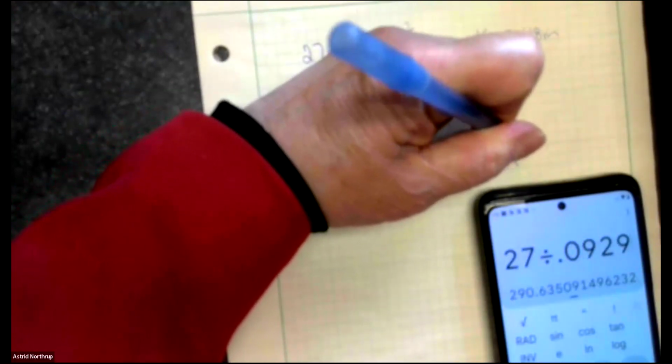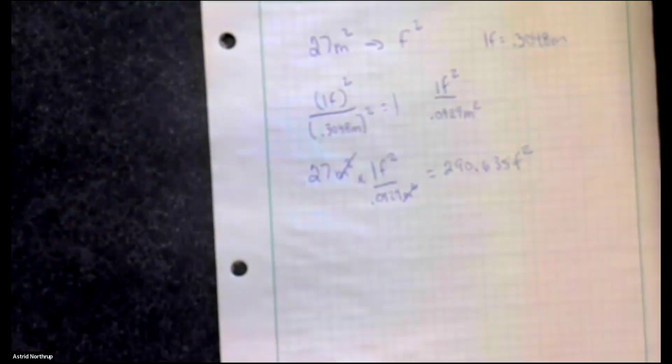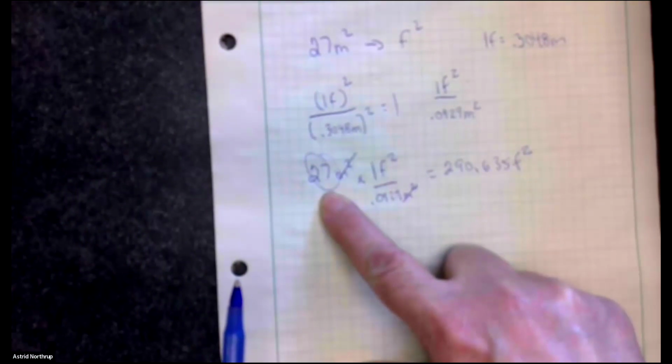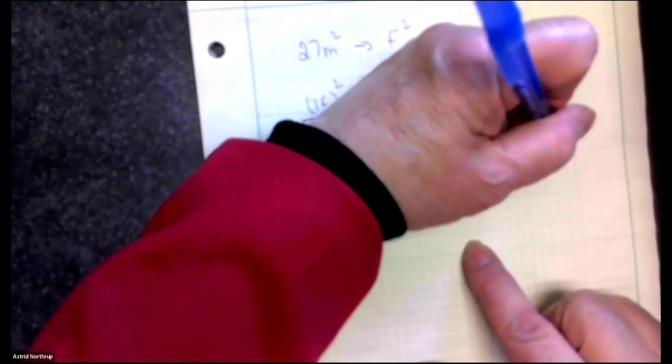290.635 feet squared. All right, now the only next thing we have to do, 27 meters squared has 2 significant figures, so we need to write this with 2 significant figures, which is 290 with no decimal point, and that's the final answer, right? So this is just sort of the method of making everything work.